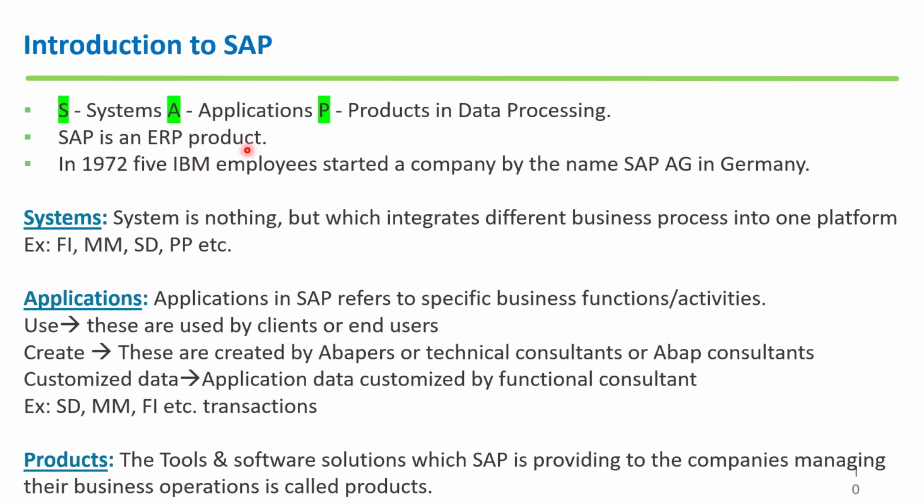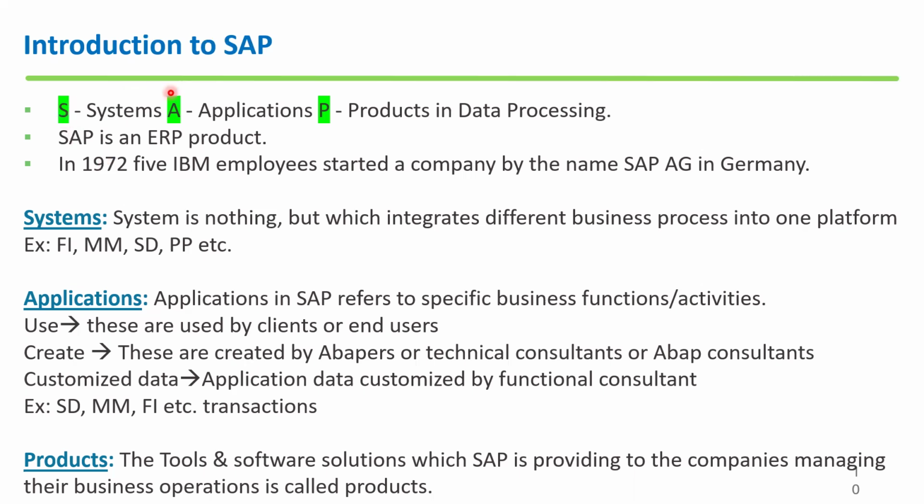Now, introduction to SAP. As we know, SAP is an ERP software. SAP is abbreviated as Systems, Applications, Products in Data Processing. It was started in 1972 by five IBM employees in Germany, and they started the first company with the name SAP AG in Germany in 1972.